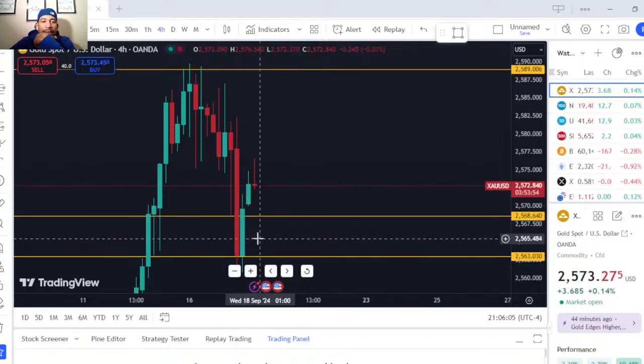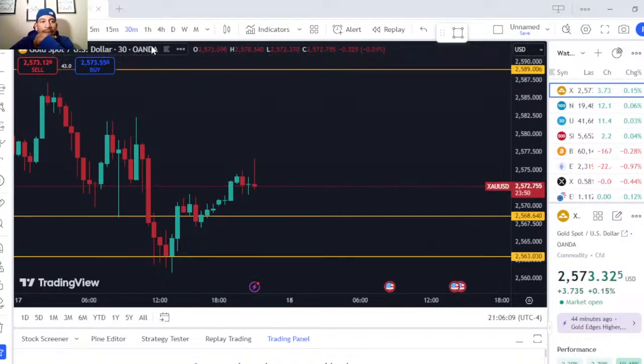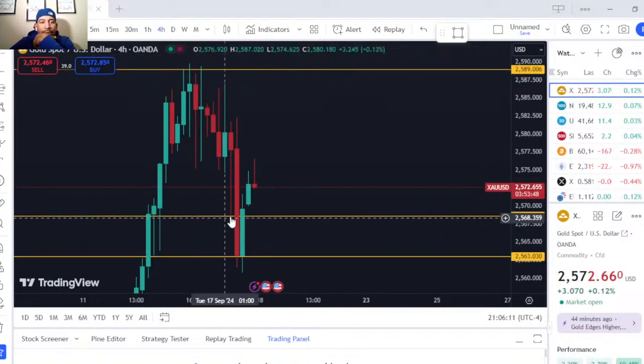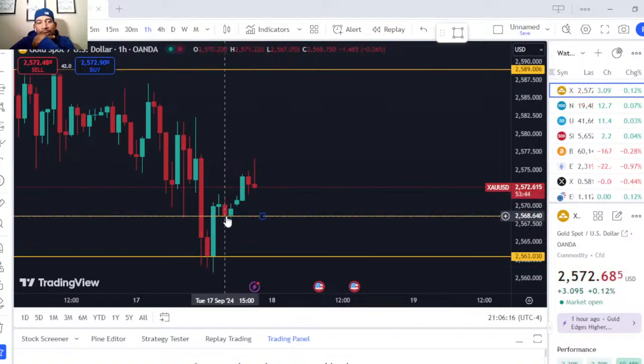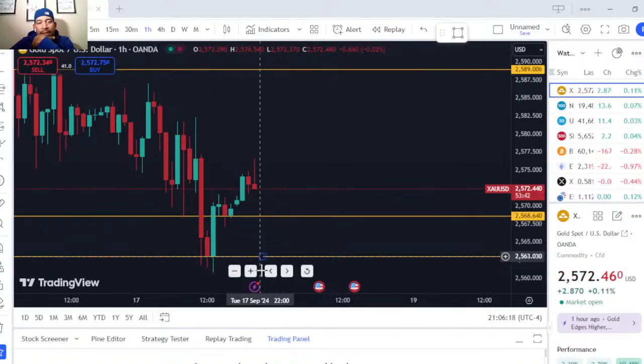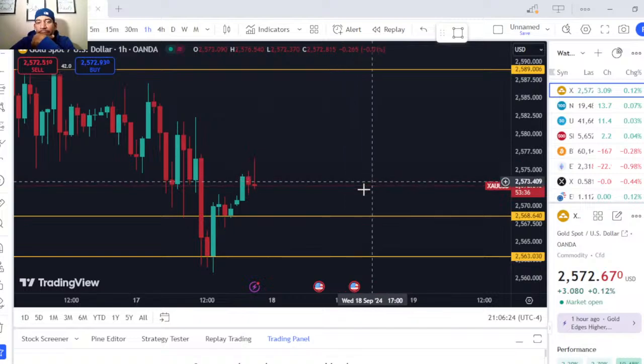Once we get a pullback here, then we'll see. We'll wait for candle closures off the smaller time frames and look for an entry. Remember, we have this off the 1 hour, we have this little minor support here, but if anything, we can come down and retest the lows down here, and then we could look for an entry down here somewhere.